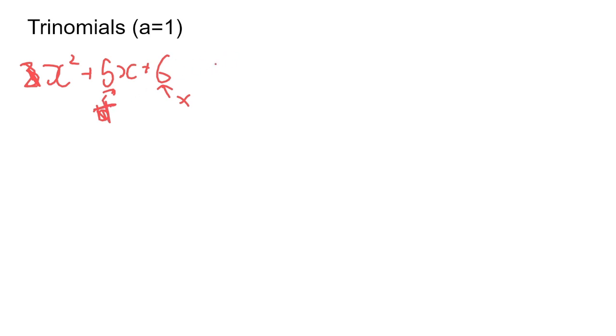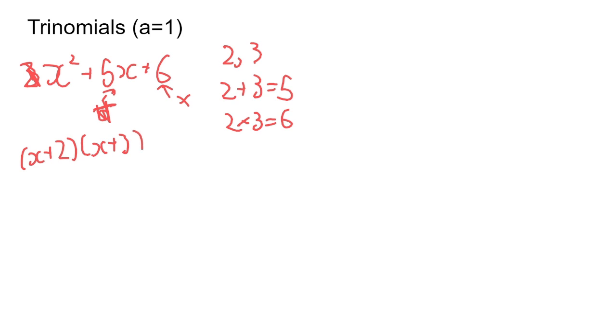So in this case, the numbers would be 2 and 3, because 2 plus 3 equals 5, and 2 times 3 equals 6. And what you do with these numbers to factorize is you do x plus 2 and x plus 3. So you use these numbers inside the brackets. And if you expand this out, you should get what you started with.